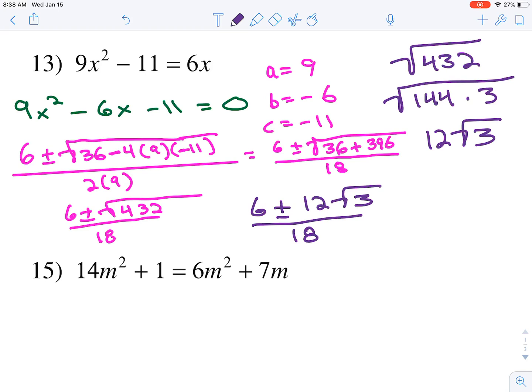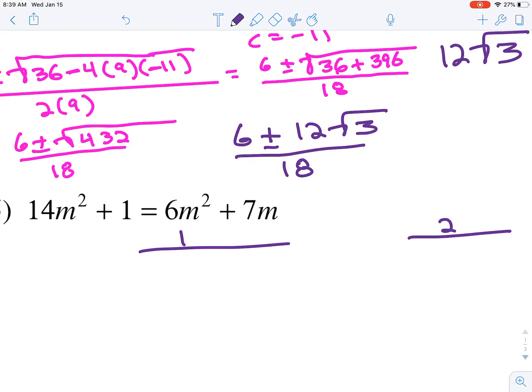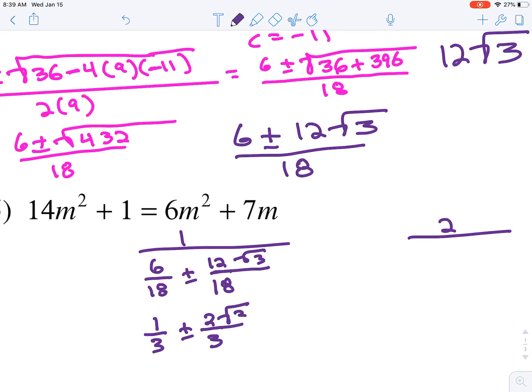Here's how you take it one step farther. There's two ways to do it. You choose which one you like best. So what I can do is I can think of it as 6 over 18 plus or minus 12 over 18. And up there with the 12, we have the square root of 3. And 6 over 18 reduces to a third, plus or minus 12 over 18 reduces to 2/3, with the square root of 3 on the top.